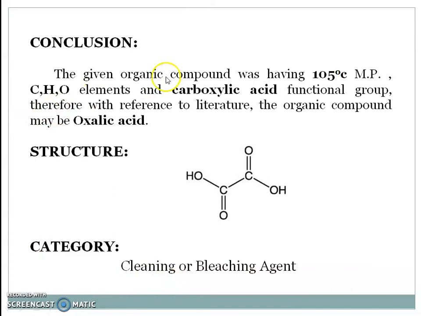Conclusion: the given organic compound has a melting point of 105 degrees Celsius, contains carbon, hydrogen, oxygen as elements and carboxylic acid as a functional group. Therefore, with reference to literature, the given organic compound may be oxalic acid. This is the structure of oxalic acid and its category is cleaning or bleaching agent.